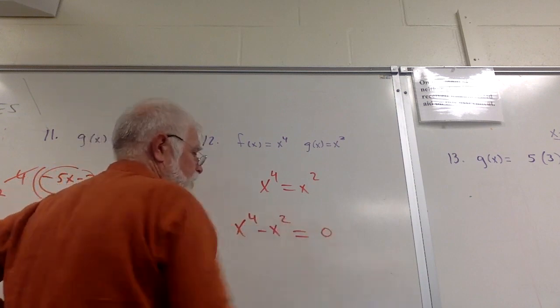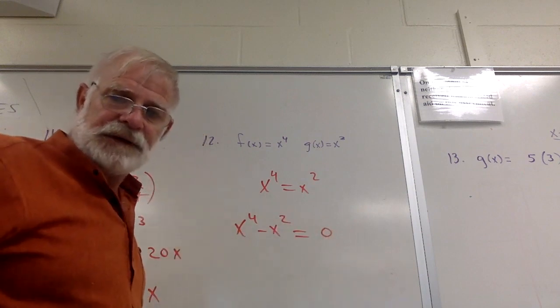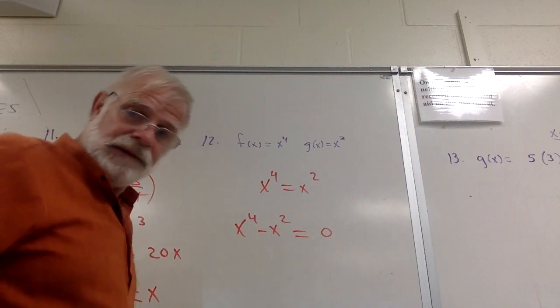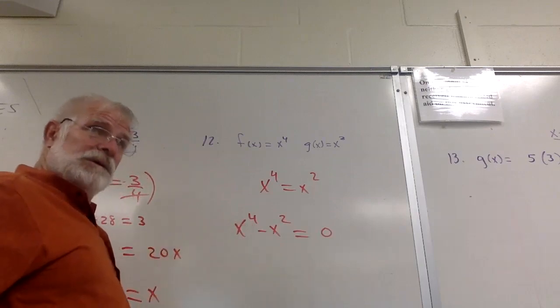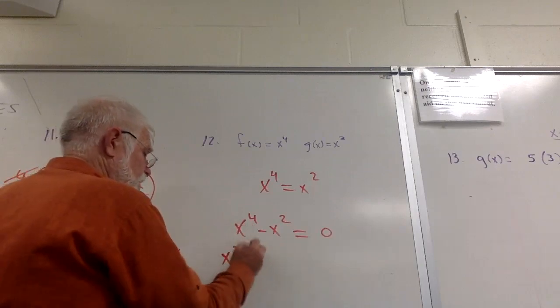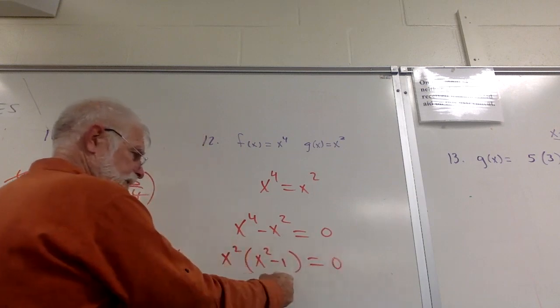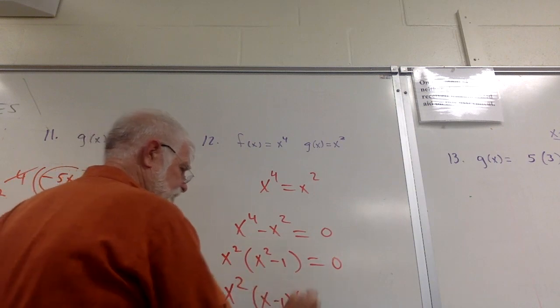I don't see any way to do this with inverse operations. Inverse operations takes care of about 90% of the equations you have to solve. And the next 7% you do by factoring, writing as a product. How do I write something as a product? I take out what's common. x squared times x squared minus 1 equals 0. I recognize the difference of two squares. x squared times x minus 1 times x plus 1.